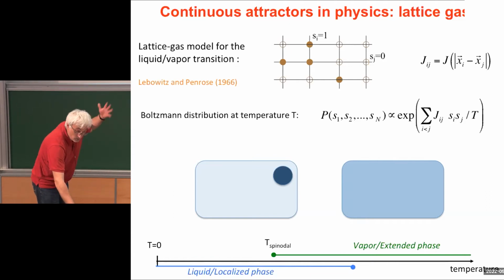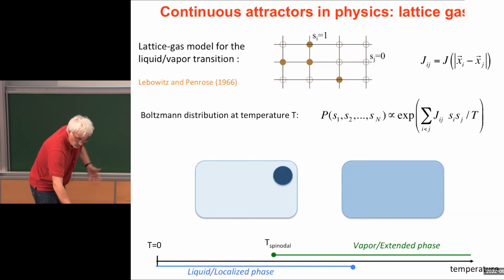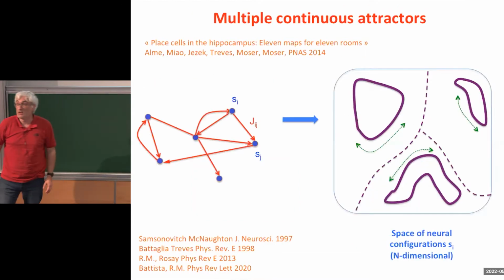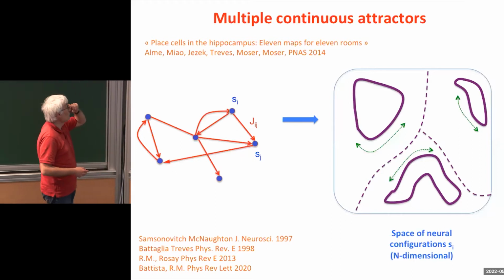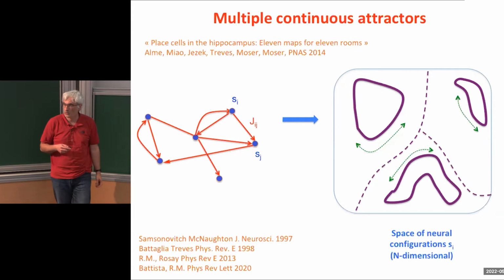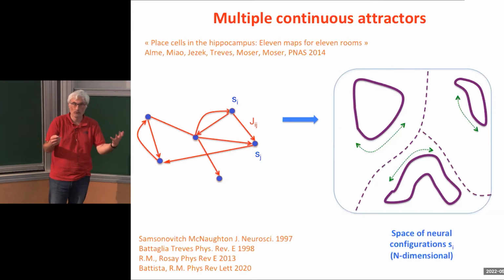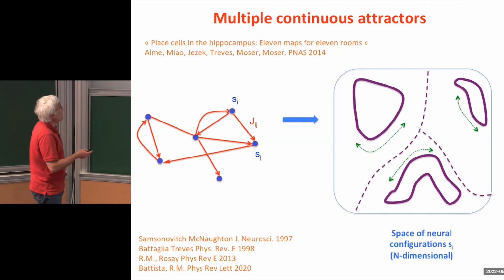So we have built here an explicit way of building a 2-dimensional or 3-dimensional attractor from an n-dimensional problem. This has been known for a long time. The interesting point is what happens if you want to embed more than one continuous attractor in your recurrent network, in your statistical physics model. That becomes much more interesting. So why do we want to do that?